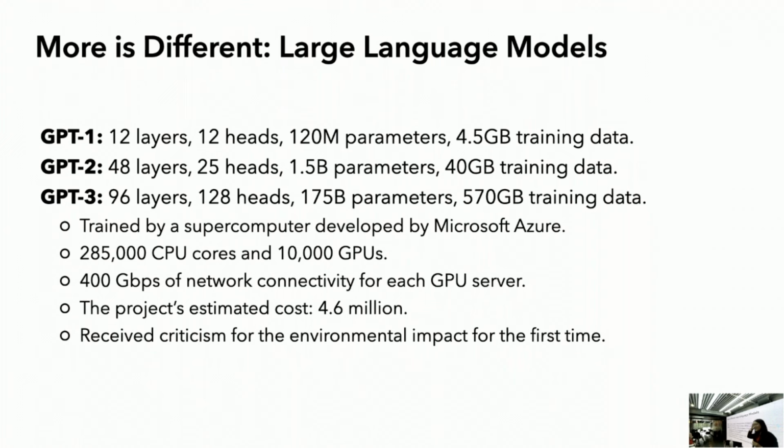Apparently, for the models I mentioned earlier, when you increase the layers, the heads, and the parameters, the model performance starts to emerge. If you compare GPT-1, GPT-2, and GPT-3, the layers increase from 12 to 48 to 96, and the cost increases as well. I want to mention that GPT-3 is the first time that training large language models received criticism for environmental impact. Very interestingly, GPT-3 in the original setup cost $4.6 million and also a lot of computing power.